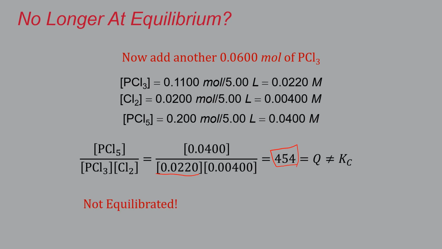And we sort of knew that because we just up and added something to a system that was already at equilibrium. So by definition, we were disturbing that equilibrium. So this tells us that it's not equilibrated, which means it is reacting. And the question is, which way is it reacting? And the answer can be told here with this number.